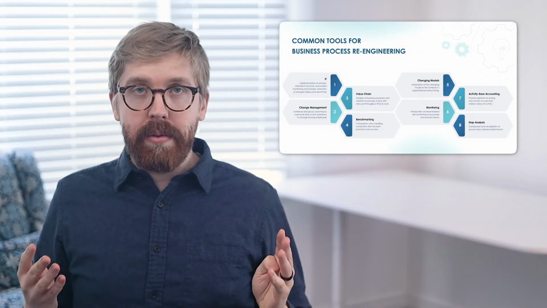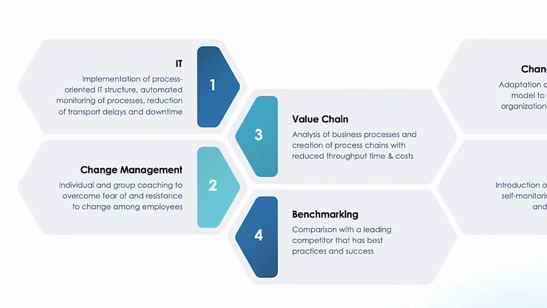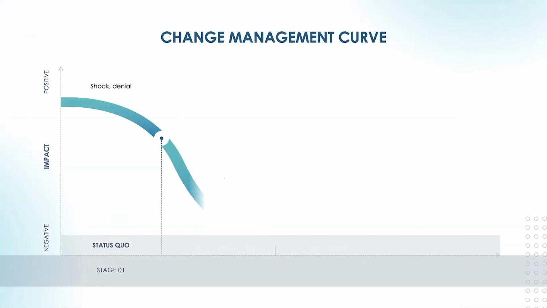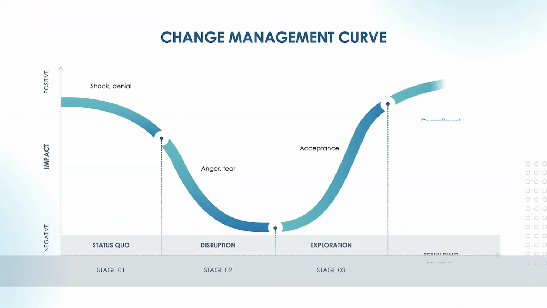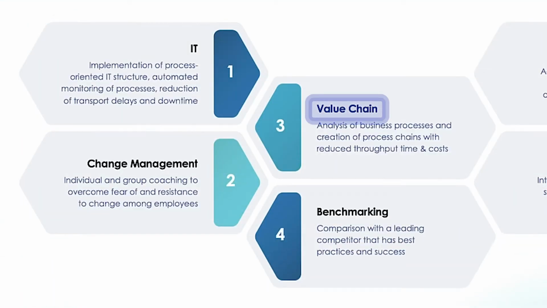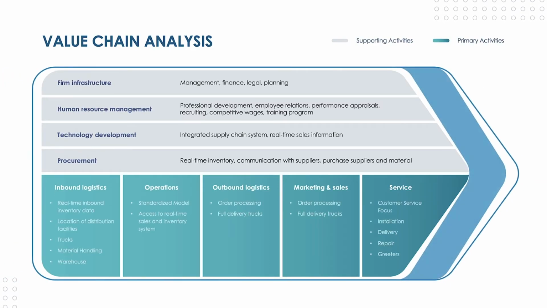There are 8 common tools execs can use inside the BPR framework. The first is IT, to help implement process-oriented structures, automate process monitoring, and reduce delays and downtime. Second is change management, which execs use to coach individuals and teams to overcome resistance to change, which typically follows a standard pattern.